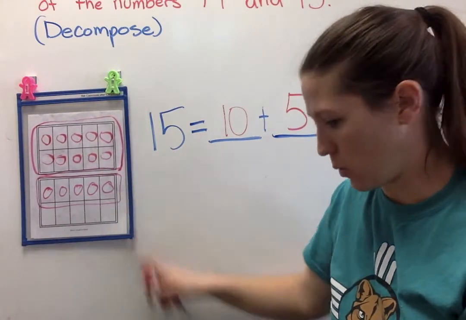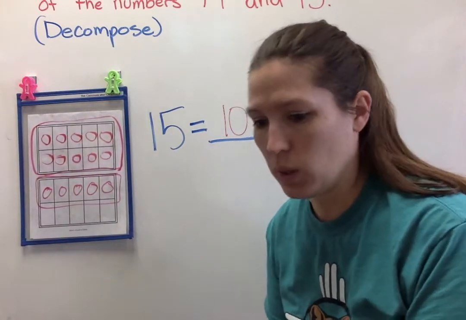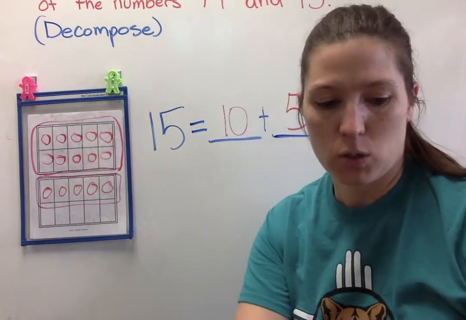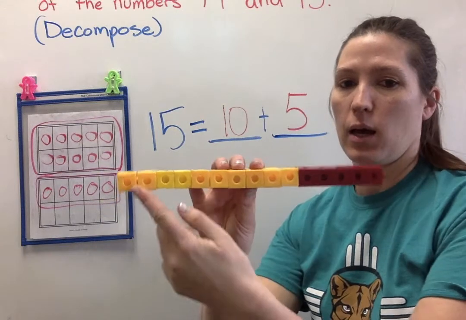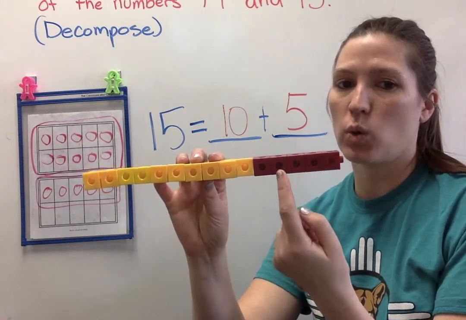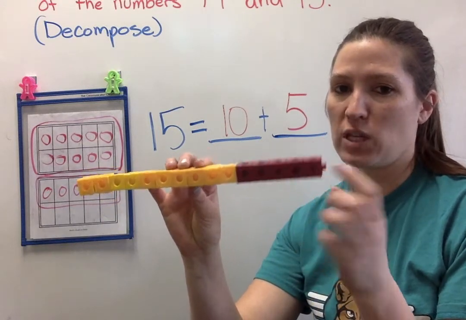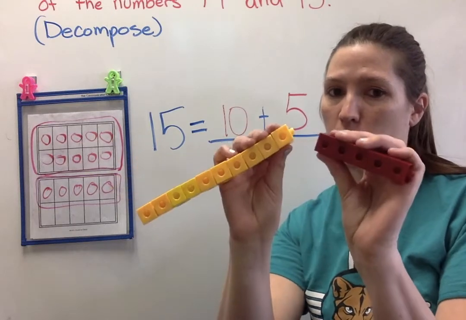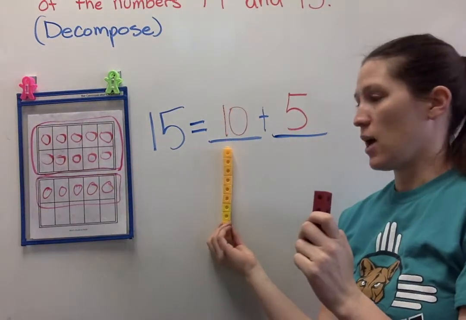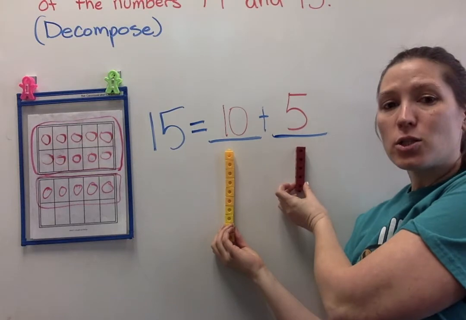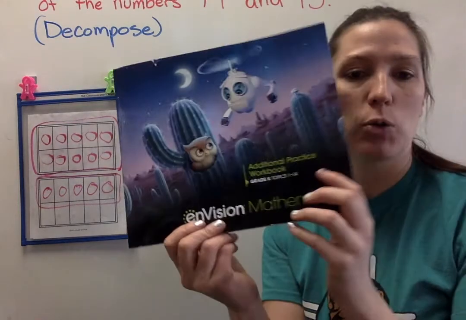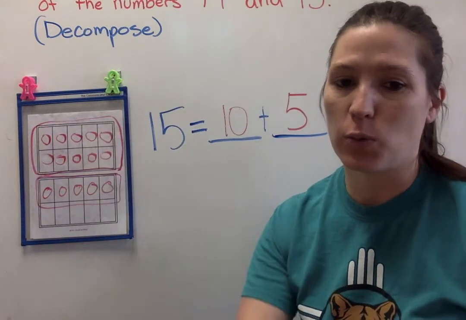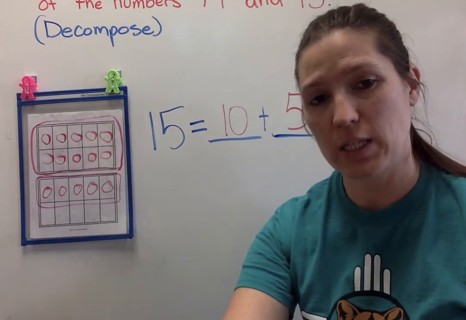group down below. Now let's build it with our cubes. So if I've got 15 I want to make, I will have 10, 11, 12, 13, 14, 15. If I want to decompose it, I will break it apart. I have a group of 10 and a group of 5. So now it is your turn to get out your additional practice workbook and do your problems in there to make 14 and 15.